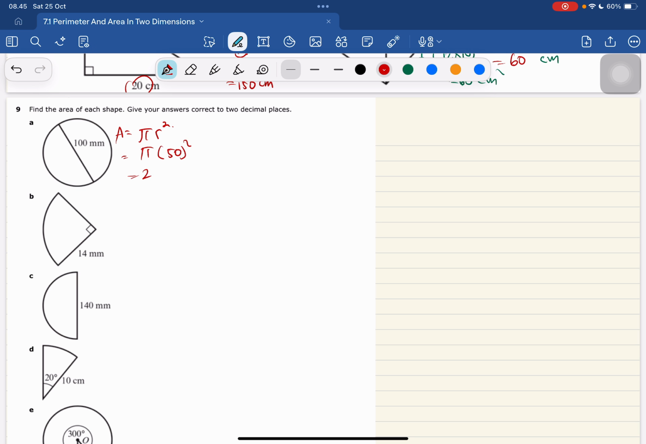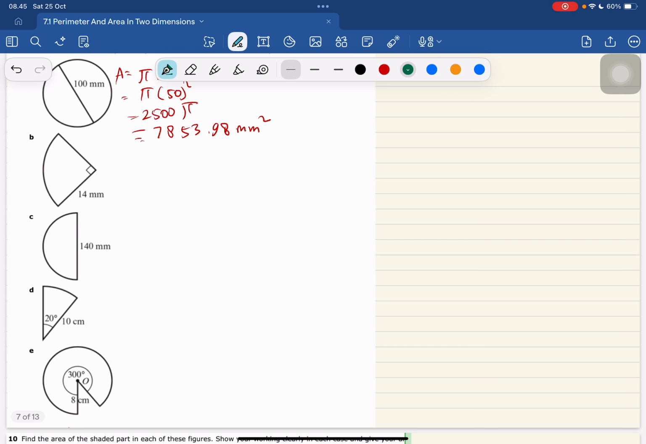So 2500 times pi, pi is 3.14. So after we multiply, we got 7853.98 millimeter square. Next, this is 1/4.